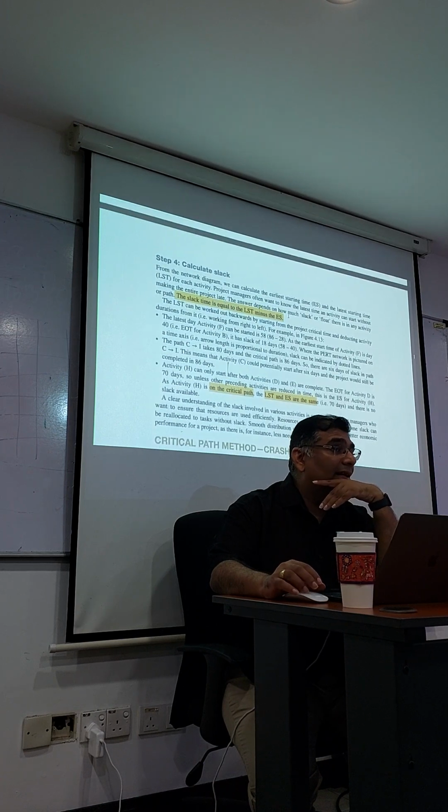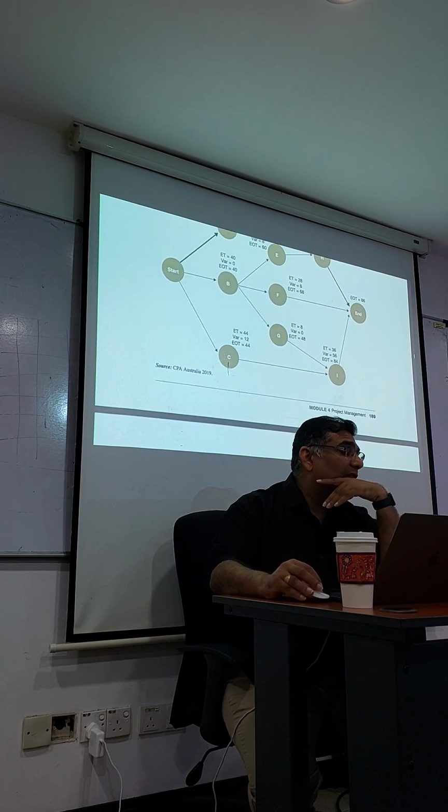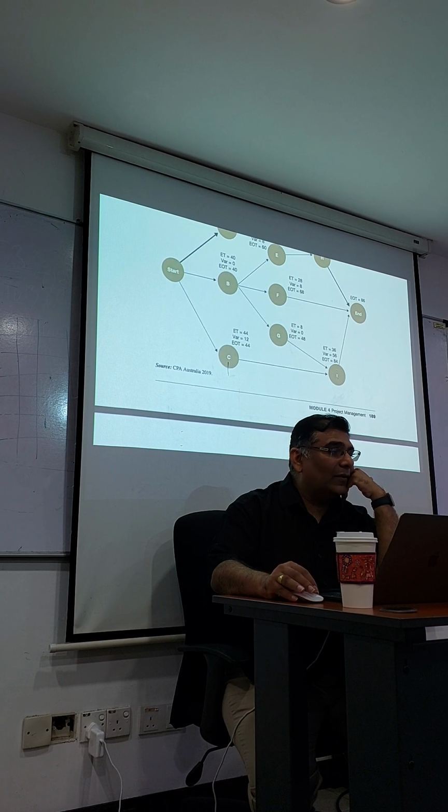ES, earliest starting time. What is the earliest starting time? Earliest starting time for this is 44 days, correct? The earliest starting time for this is going to be after both of these finish, correct? So if you look at the earliest starting time for this, it's going to be 44 or 48? 48. The earliest the cell can start is 48, but you have to wait for G to finish before you can start I. You cannot start I once C finishes. You have to wait for G to finish also, then only you can start I.